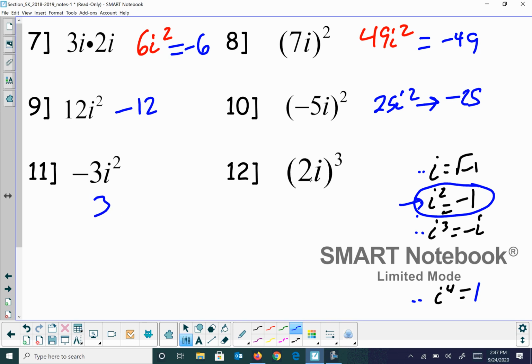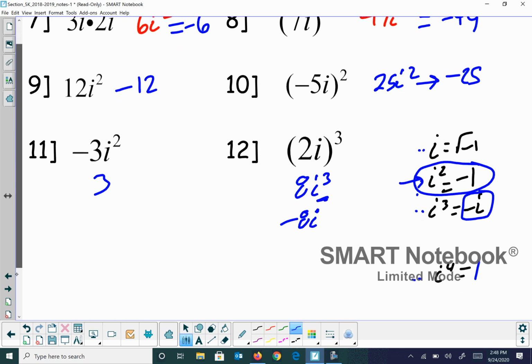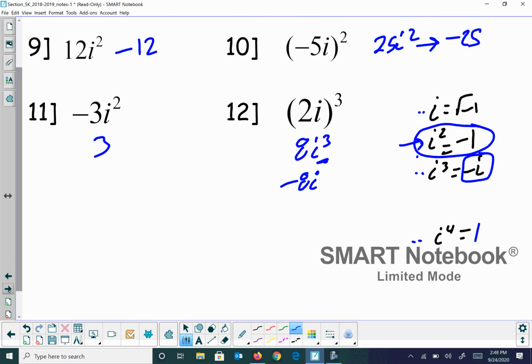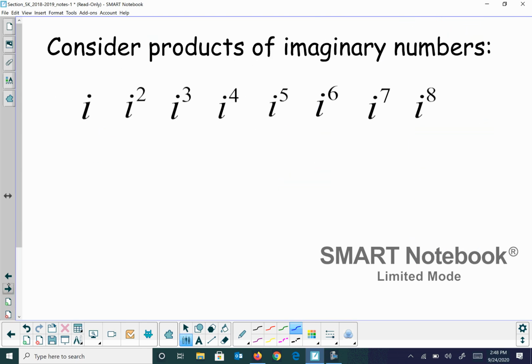And then we get to this one, 2 to the third. So 2 times 2 times 2 is 8. i to the third. What did I say i to the third was equal to? Yeah, negative i, right? So I'm going to replace this with negative i, so I get negative 8i. Okay? And again, those are a little different than you've probably seen before, so let's talk about those in class, if you want to go over those.